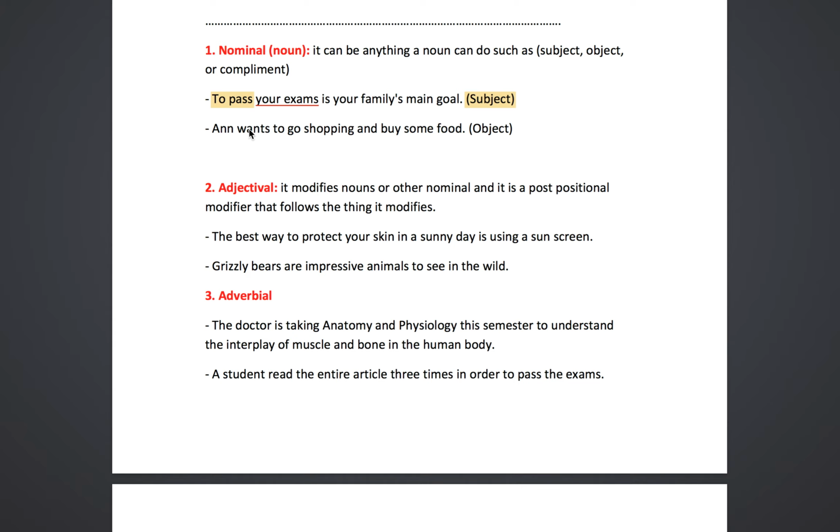So, Anne wants to go shopping and buy some food. Here, the verb wants is a transitive verb that needs something to complete its meaning. So we have to go shopping and also to buy some food. The "to" here is making infinitive phrases, like to go shopping is an infinitive phrase, and to buy some food is another infinitive phrase. And if they complete the meaning of a verb, they could be an object. They are objects.